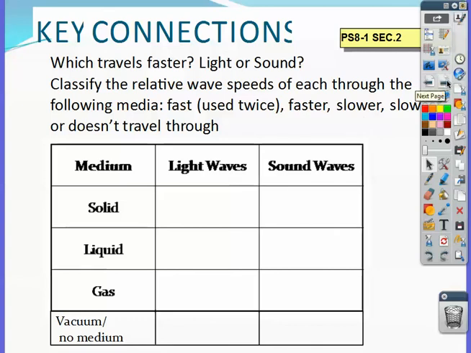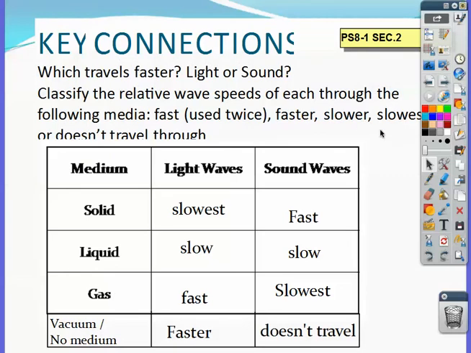All right, hopefully you paused and completed that chart. And so this is what the chart should look like when properly filled in. Light waves travel slowest through a solid. They're slow through a liquid, but not as slow. They get fast through a gas, and they're at fastest speed when they're traveling through a vacuum and there are no particles getting in their way.